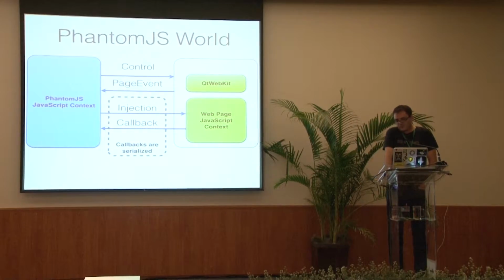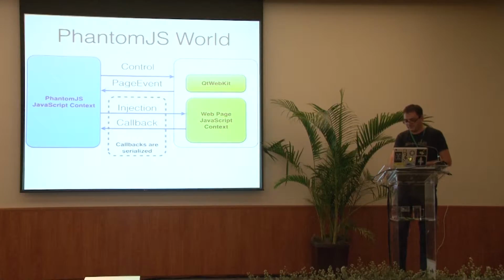The main point is that there are two different JavaScript contexts. You cannot directly access variables defined in the web page context from the Phantom.js side, but you can reference that variable inside your callback and get the results back.